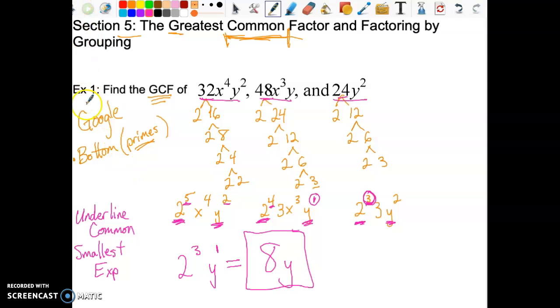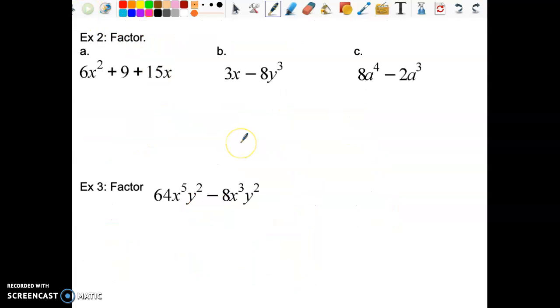Yeah. So if you didn't like the way I taught it, you can Google other ways. One way that you may have learned in elementary school is just list all the factors, but then you kind of miss out on the other piece of it. So that's the way I like to do it.